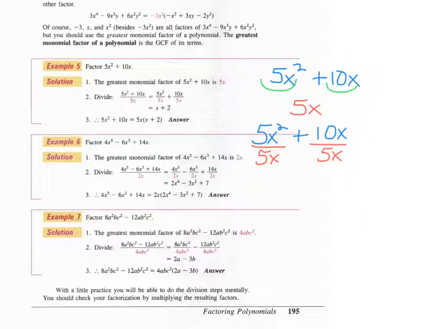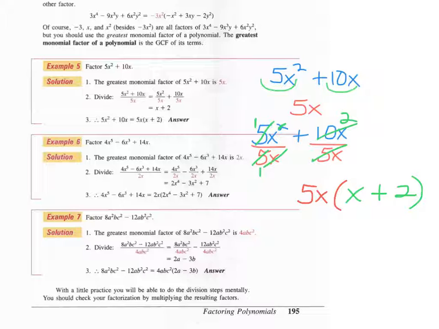I now take the GCF that I found. It gets written on the outside of the parentheses, and in the parentheses is going to be the answer to my division problem. So when I divide 5 by 5, I get 1s, and then x squared divided by x is just going to leave me with an x. Then for when I divide the 10x by 5x, this is going to give me 2.